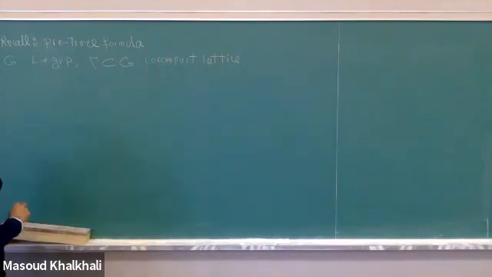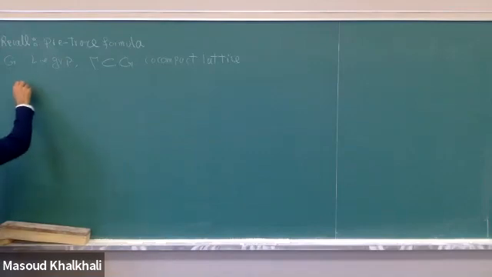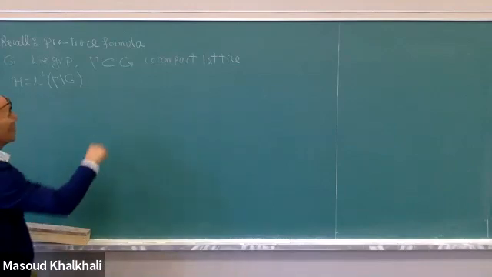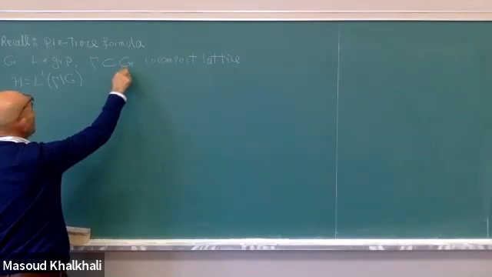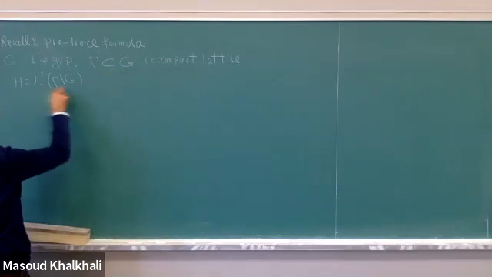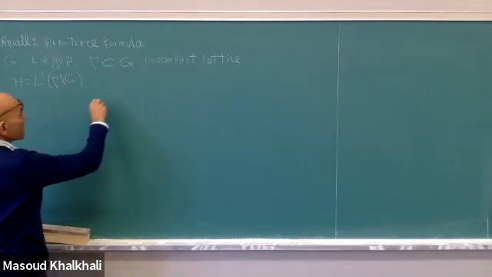Then we took the following operator. So let H be equal to L2 of G mod gamma. So imagine we are choosing a Haar measure on G, and then we can form this space L2 of G mod gamma, this Hilbert space.